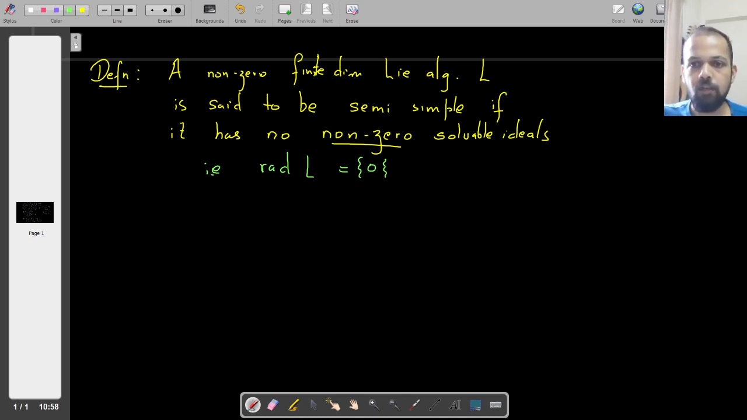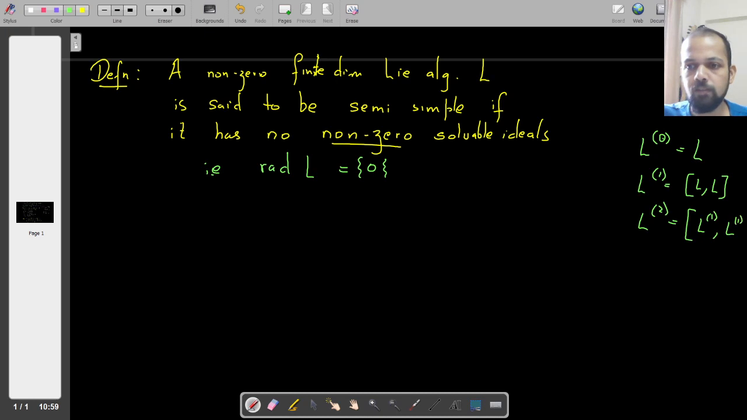You know what is solvable, right? You construct that series, a sequence. You look at L raised to 0, which is L, and then L raised to 1, which is actually L, and then L raised to 2, which is L raised to 1 bracket L raised to 1. You construct this sequence, and if at some stage, for some m, L raised to m becomes equal to 0, then you say that L is solvable.